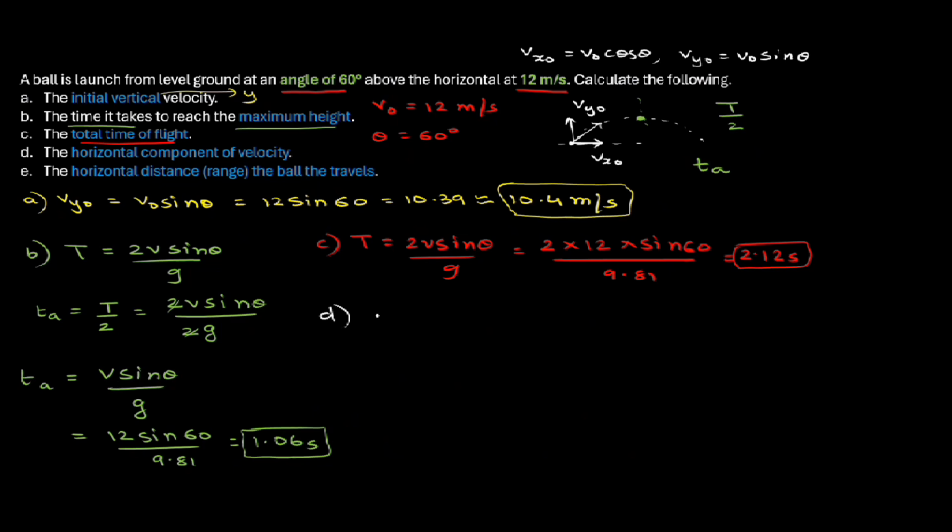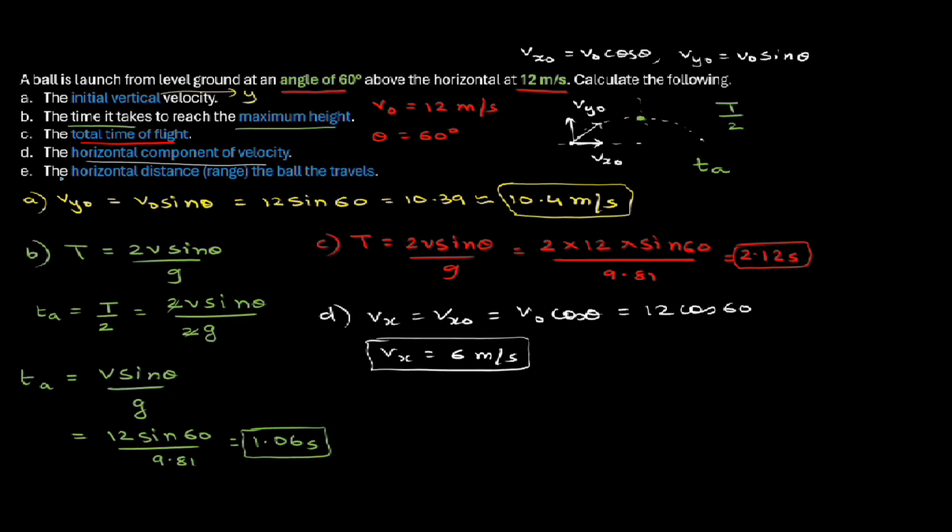Now in part D, they want you to find the horizontal component of velocity. They have not mentioned at which position, because it is going to be the same throughout. So whatever initial horizontal velocity you had, Vx0, it is going to remain the same throughout. So I can find the horizontal component of velocity Vx0 as V0 cosine theta. So V0 is 12 cosine 60. That gives me the horizontal velocity as 6 meters per second.